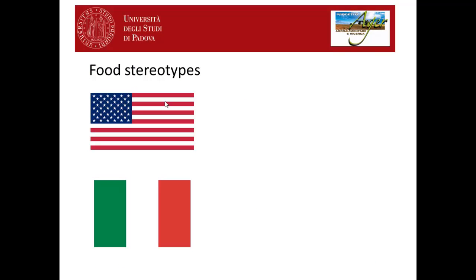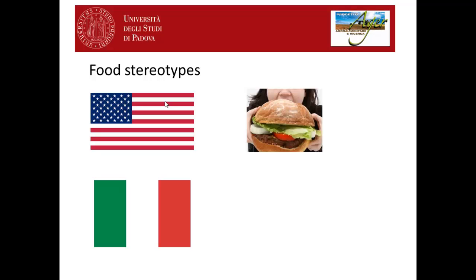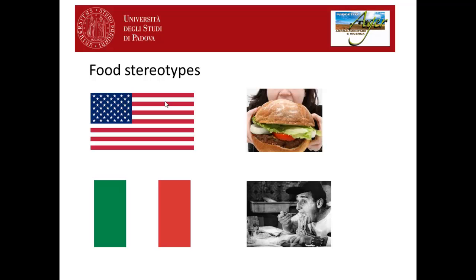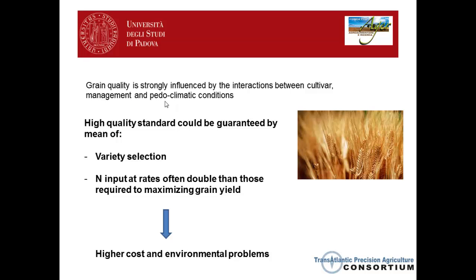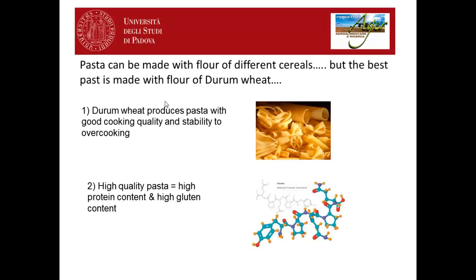So let's start with very simple food stereotypes. If I ask Italians what is the most important food in the United States, they just reply hamburgers, or maybe in Italian English, hamburger. But I guess if you ask you what is the main food in Italy, half of you would reply Italian soup, but the other half, I'm sure, would reply spaghetti, pasta. Yes, pasta is our main dish.